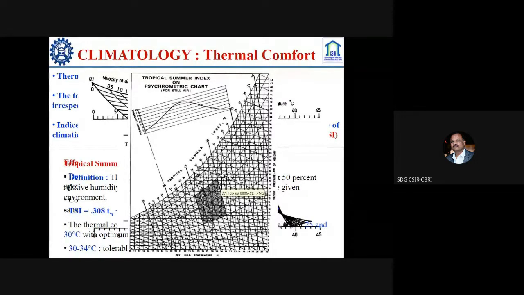So particularly I will go through the thermal comfort indices which are given in SP41. As far as SP41 and National Building Code 2016 are concerned, two thermal indices are given. One is the effective temperature, another is the Tropical Summer Index, TSI. Apart from that, the adaptive thermal comfort index is also introduced in NBC 2016. The TSI was developed at the CBRI.